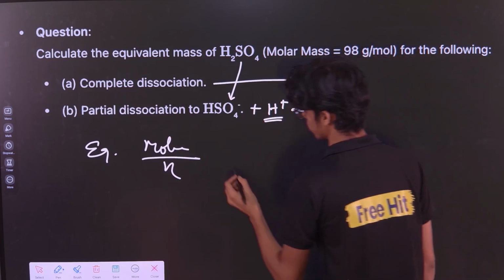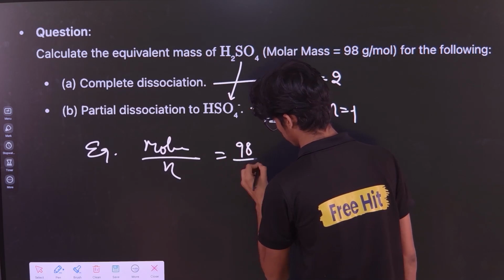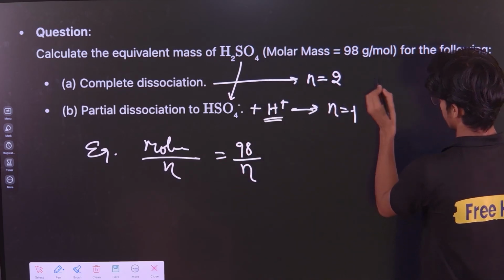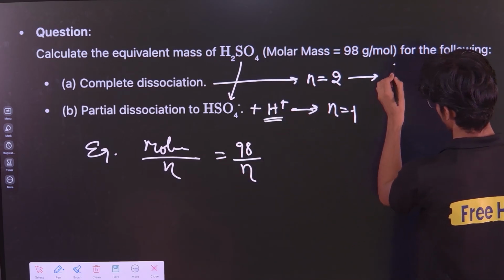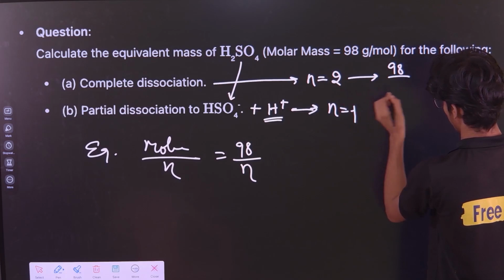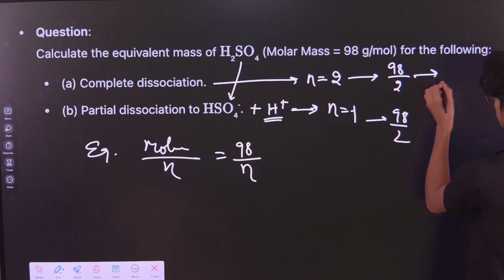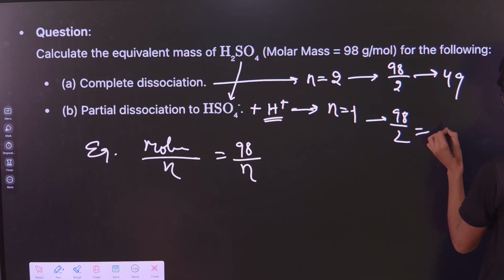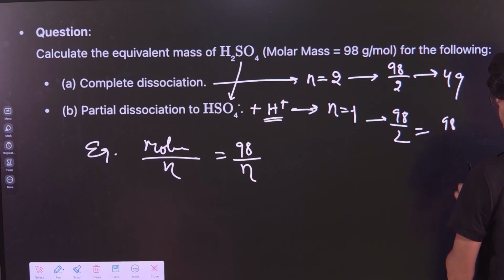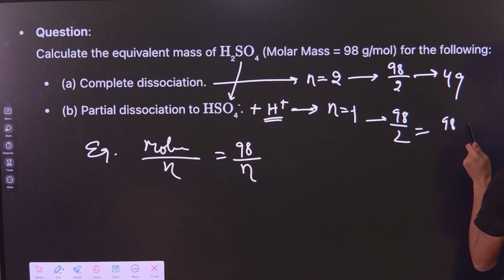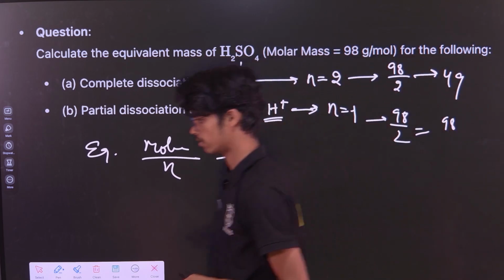H2SO4 has a mass of 98 gram, divided by N. So here equivalent mass is what? Given molar mass divided by N. Our answer is 49 here, and 98 here. So here 49 gram per equivalent, and here 98 gram per equivalent. Got it? This is our answer.